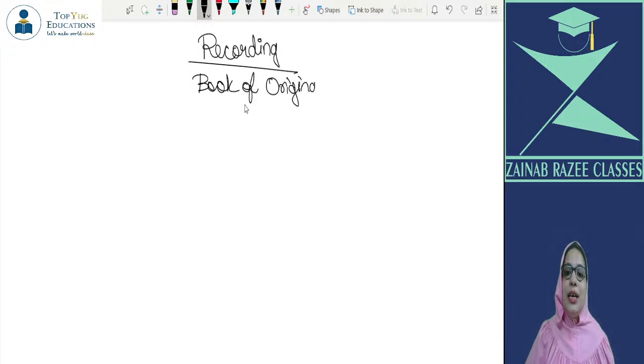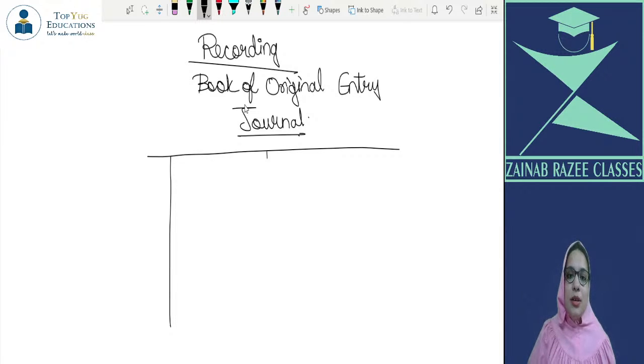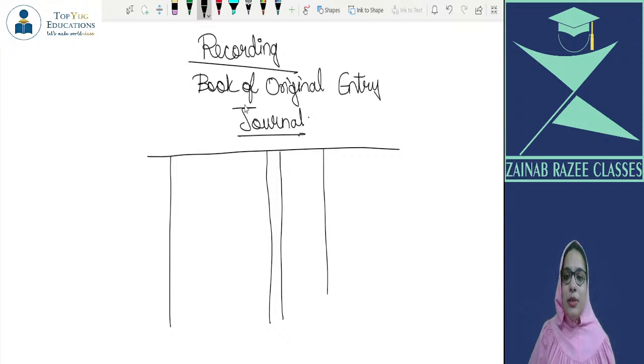Yes. So recording happens in the book of original entry, which is called the journal. Book of original entry. That is the journal. Okay. And the format of the journal is something like this. So the format is date, particulars, LF, debit and credit.